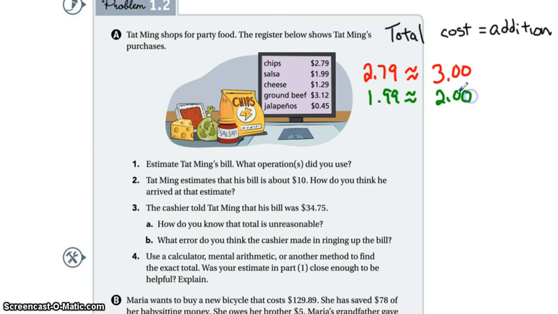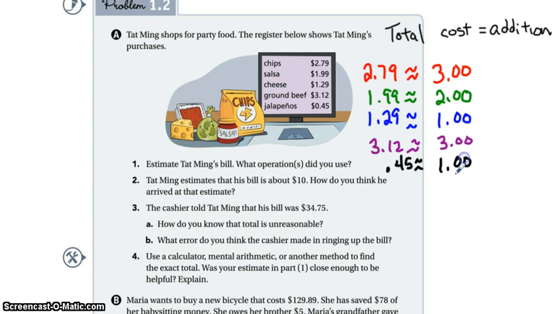Okay, we could also round differently. We could round to the nearest dime. We could round to the nearest whole number. We could round to the nearest penny. But for the sake of quickness, we're just going to go ahead and round to the nearest whole dollar. So $1.29 would give us $1, because 29 cents is not yet halfway to the next dollar. $3.12 would be $3, and then we have these jalapenos at 45 cents, but we can't round it to 0, so we're going to go ahead and round those up to 1.